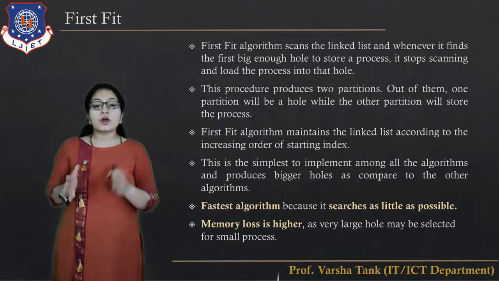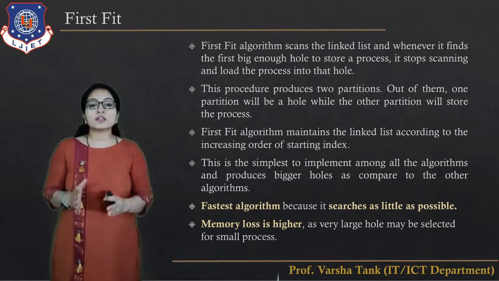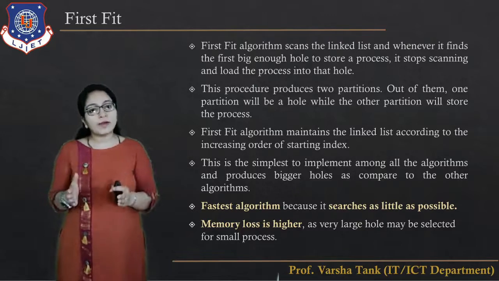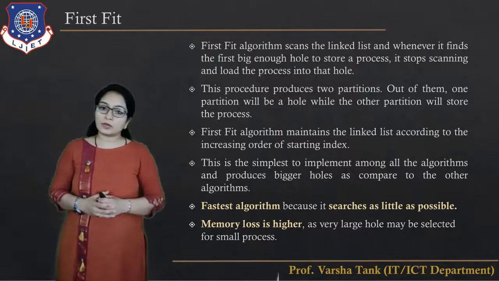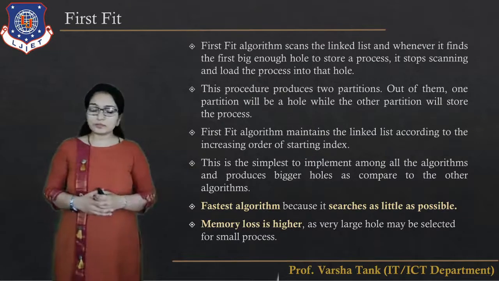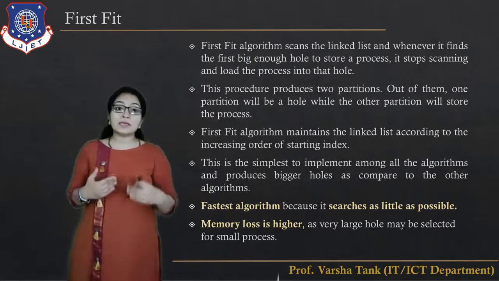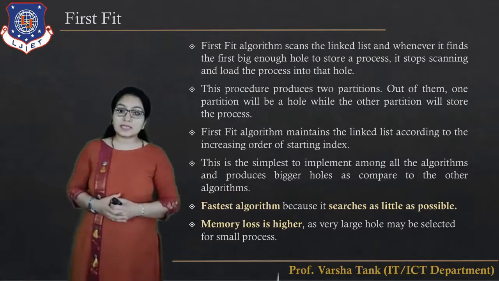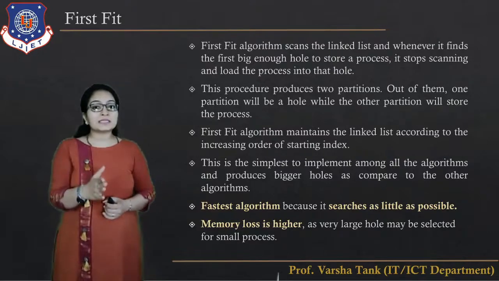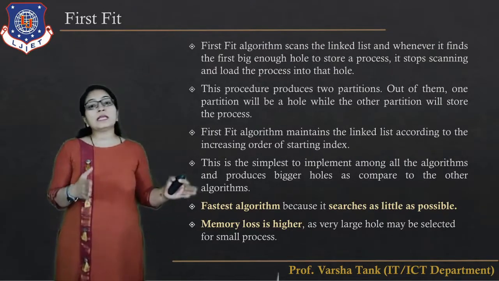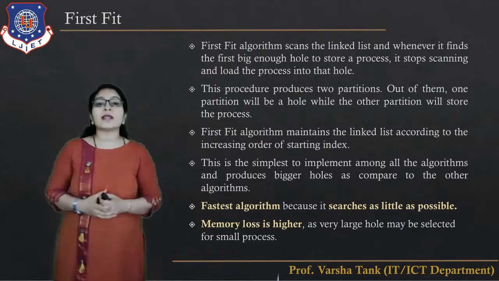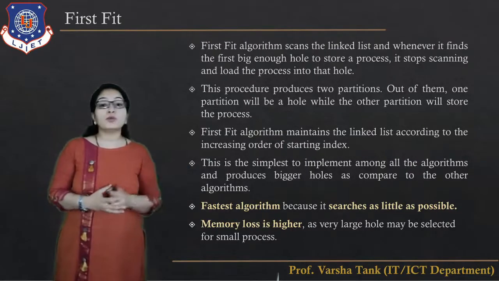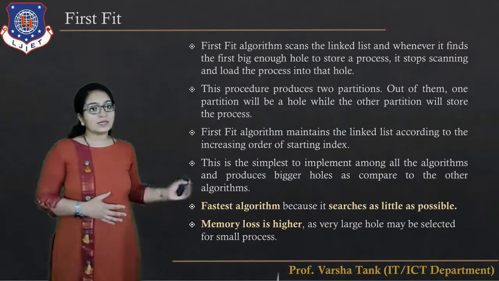It is the fastest algorithm because it searches as little as possible. If the process finds the first big hole, then it will be loaded into that hole. Memory loss is higher, as a very large hole may be selected for a small process. For example, if there is a 500 kb hole and the process size is just 10 kb, then that 500 kb hole will be allocated to that 10 kb process. So we have two partitions, one of 10 kb and another of 490 kb. This is the disadvantage.